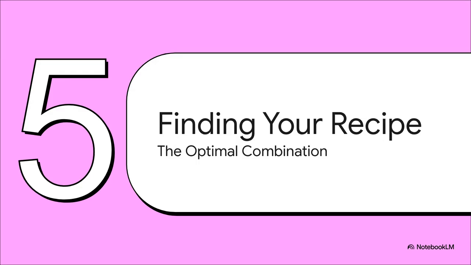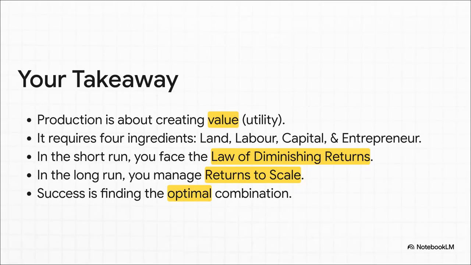We've looked at the ingredients, the rules for the short run and the rules for the long run. So what does it all boil down to? What's the big takeaway for finding that perfect production recipe? It really comes down to this. First, production isn't just making things, it's about creating value. Second, it always needs those 4 key ingredients. In the short term, you have to navigate that law of diminishing returns to stay efficient. And in the long term, your growth is all about how well you manage your returns to scale. Real success is all about finding the optimal, most efficient combination of everything.